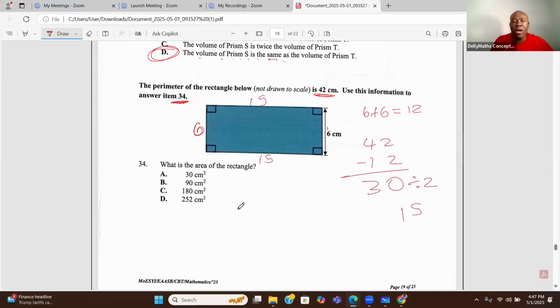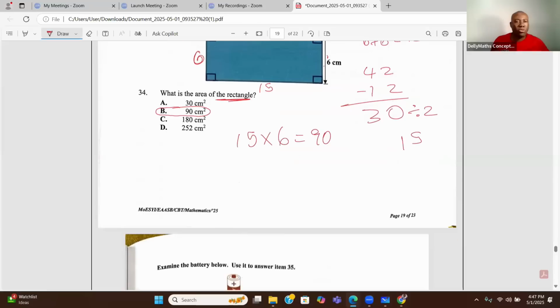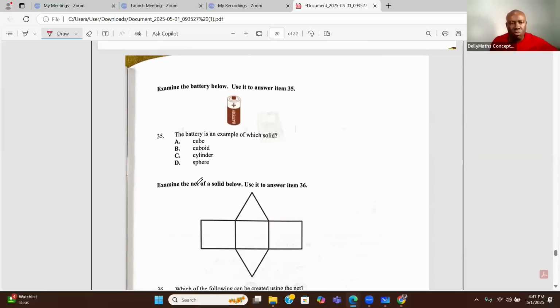What does that mean? Area is 15 times 6. 15 times 6 is 90. So we're looking for 90 for the area, and that's what they wanted. 34 is actually done. Let's go down some more.